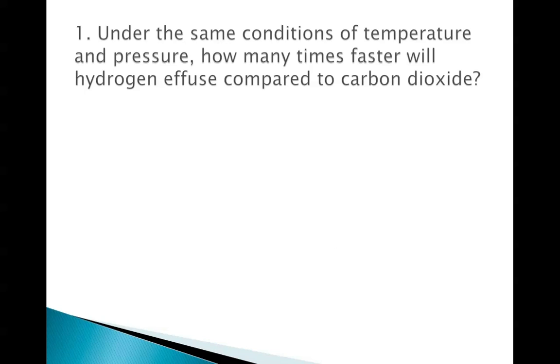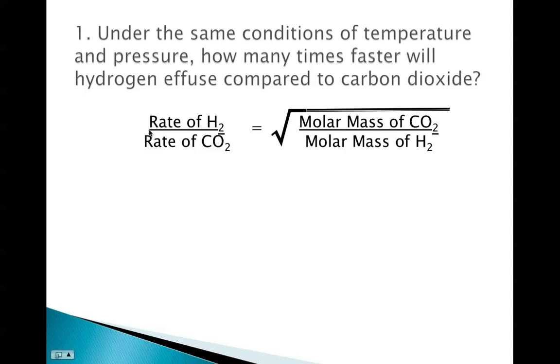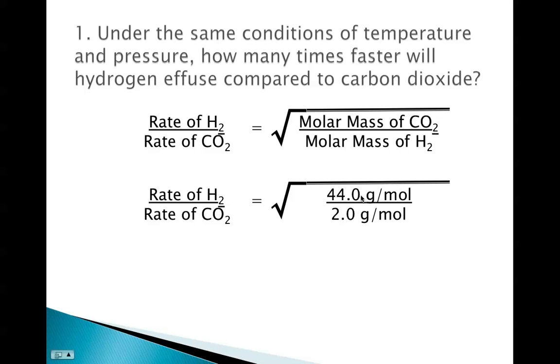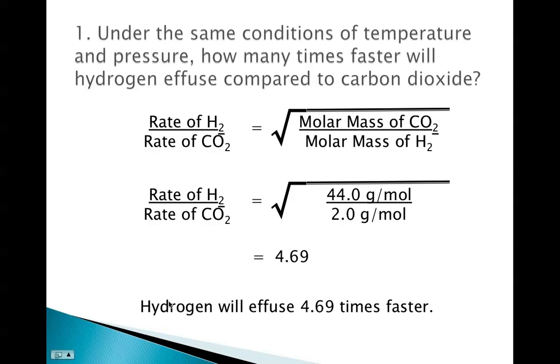So here's the first question. Under the same conditions of temperature and pressure, how many times faster will hydrogen effuse compared to carbon dioxide gas? So we have rate of hydrogen over rate of carbon dioxide, making sure hydrogen is diatomic. That is equal to the square root of the molar mass of carbon dioxide over the molar mass of hydrogen. So we're going to fill in our molar masses using their formulas. 44 grams per mole is carbon dioxide, and 2 grams per mole is our mass of hydrogen. Then, doing the division and taking the square root, we get 4.69. This means then that hydrogen will effuse 4.69 times faster.